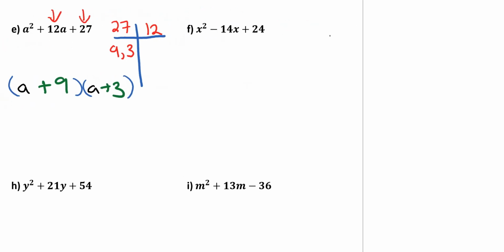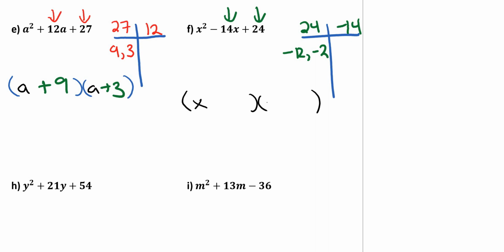Okay, so for letter F again, let's set up a table here. The numbers that I'm looking at are 24 and negative 14. All right, so two numbers that multiply to 24 and add to negative 14, that would be a negative 12 and a negative 2. And once again, let's set the brackets. X's to start off, and minus 12 and minus 2. And that would complete the factoring for that one as well.